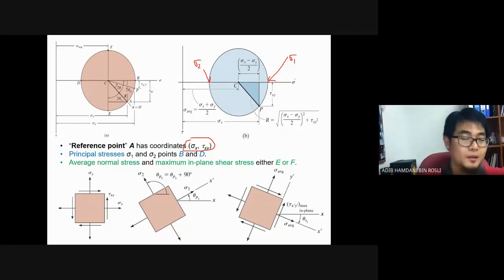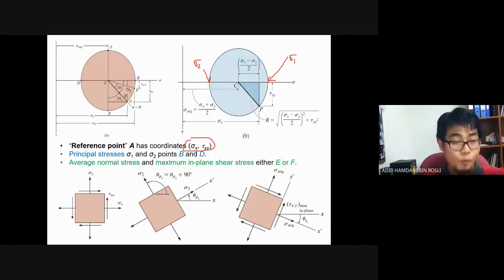That's why sigma 1 is the max and sigma 2 is the minimum. Can you see that around the circle, at any point, sigma changes? The minimum is sigma 2, and it increases, reaching sigma 1 as the maximum. So these two are the principal stresses, sigma 1 and sigma 2.